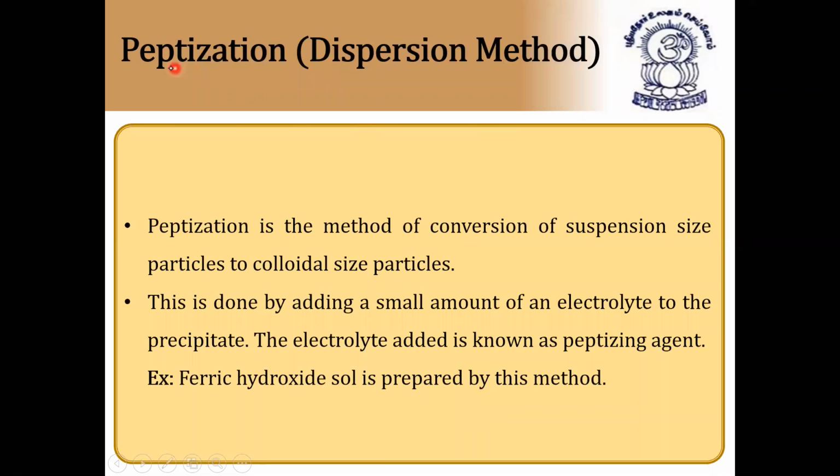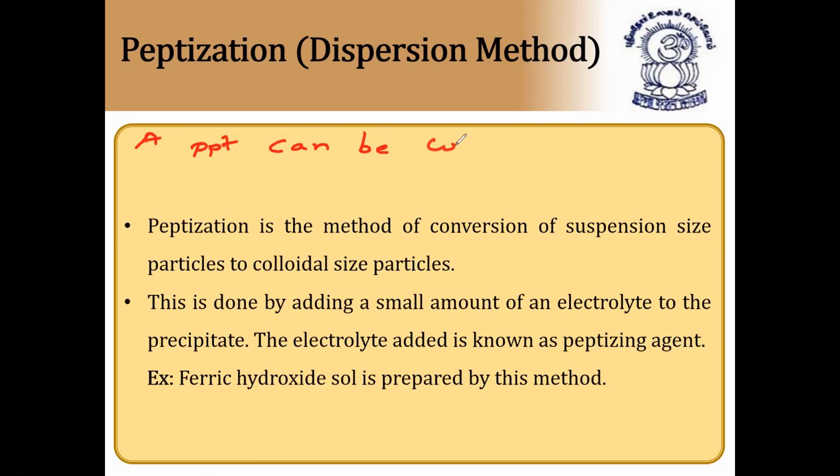The second method is the dispersion method, that is called peptization. Peptization is the method of conversion of suspension size particles into colloidal size particles. Means the particles which are suspended, that is suspension size, can be brought near to colloidal size. This is done by adding a small amount of electrolyte to the precipitate. So a precipitate can be converted into a colloidal solution. That is called peptization.